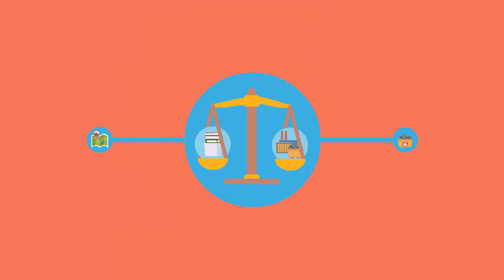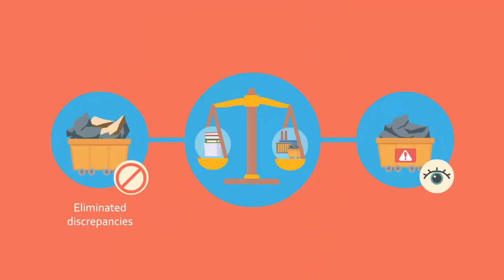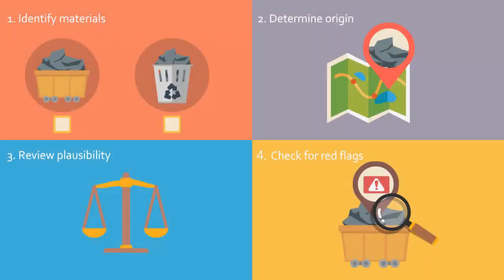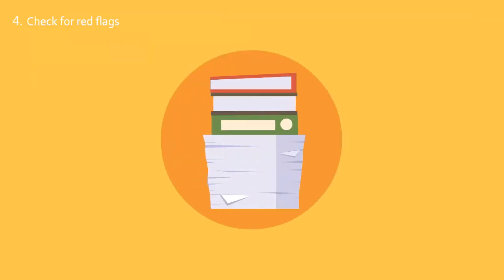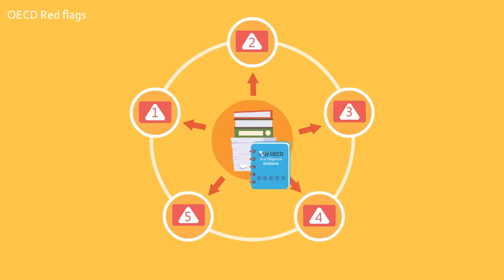The plausibility review is complete when you're certain of the origin of the material and all discrepancies have been eliminated, or you've discovered a potential red flag. Finally, compare the information you have on the supplier and material origin with your red flag definitions. Make sure you consider the 5 red flags defined by the OECD.